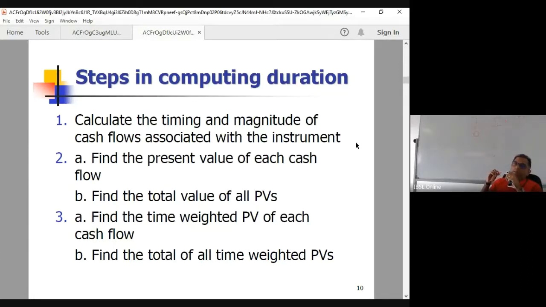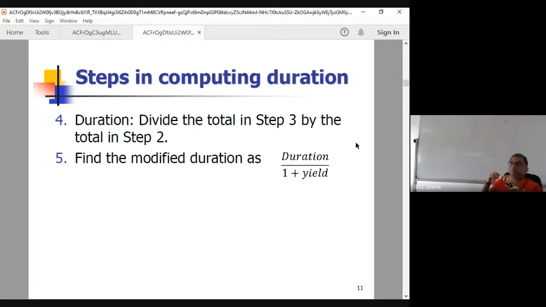Calculate the timing and magnitude of the cash flows associated with the instrument. Find the present value of each cash flow. Find the total value of all the PVs. Find the time-weighted PV of all cash flows. Find the total time-weighted PVs of that. Divide the total by the total in step 2.